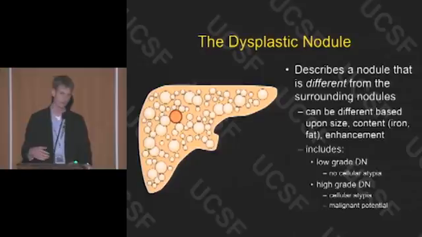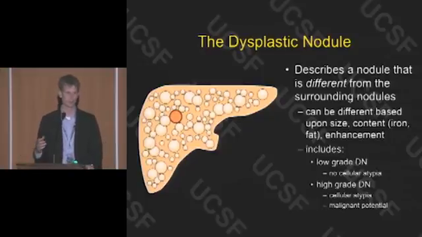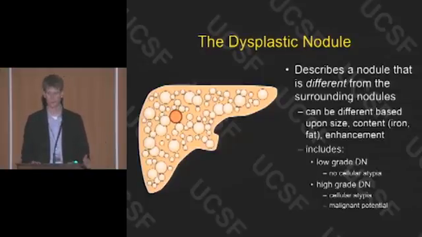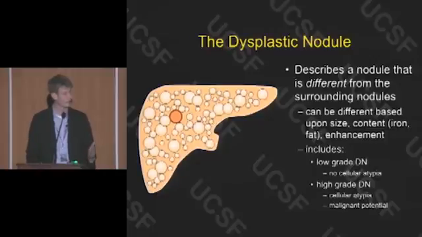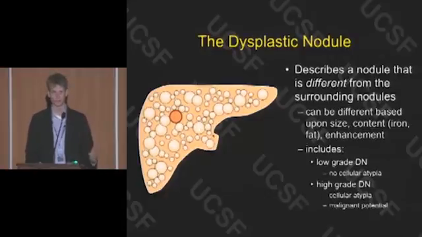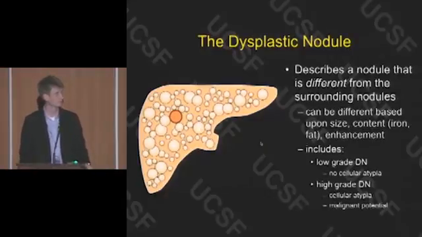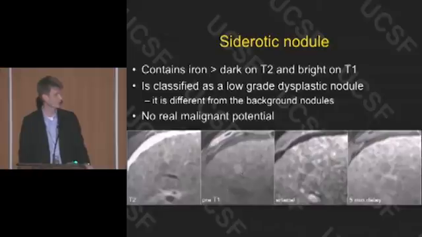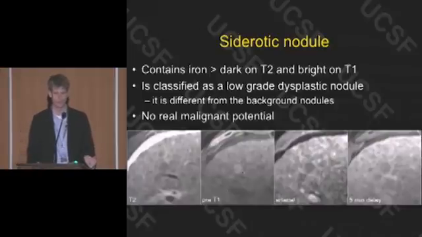There's a couple features, like if it contains diffuse microscopic fat that suggests a high-grade dysplastic nodule, or if there's atypical enhancement patterns. But in general, a dysplastic nodule is just a single solid nodule that's different from the adjacent background cirrhotic nodules. We term that a dysplastic nodule. Here's an example of a siderotic nodule, which is a subset of a dysplastic nodule.